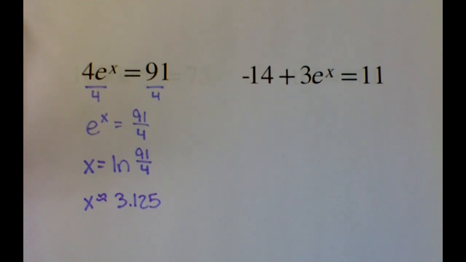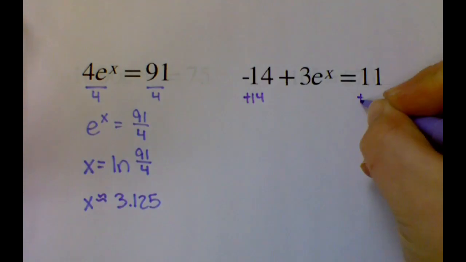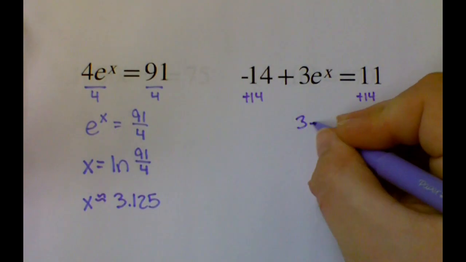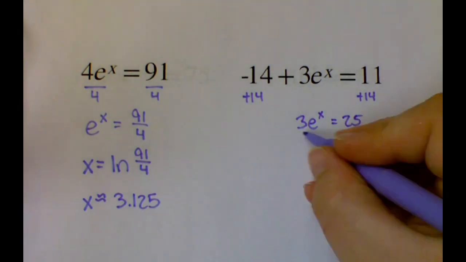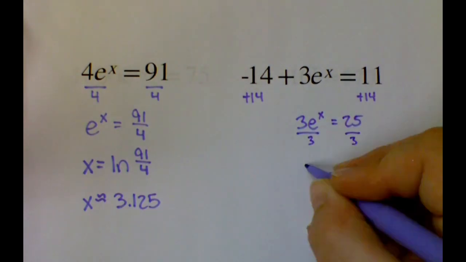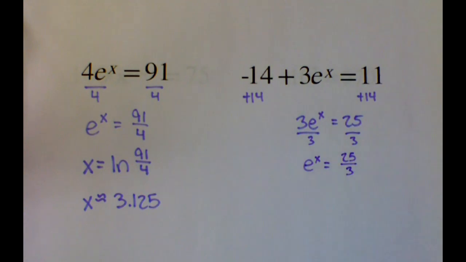For the next one, we're going to get the e to the x alone. So we're going to add 14 to both sides, giving me 3e to the x power equals 25. And then I'm going to divide by 3, getting my e to the x power alone equals 25 over 3.